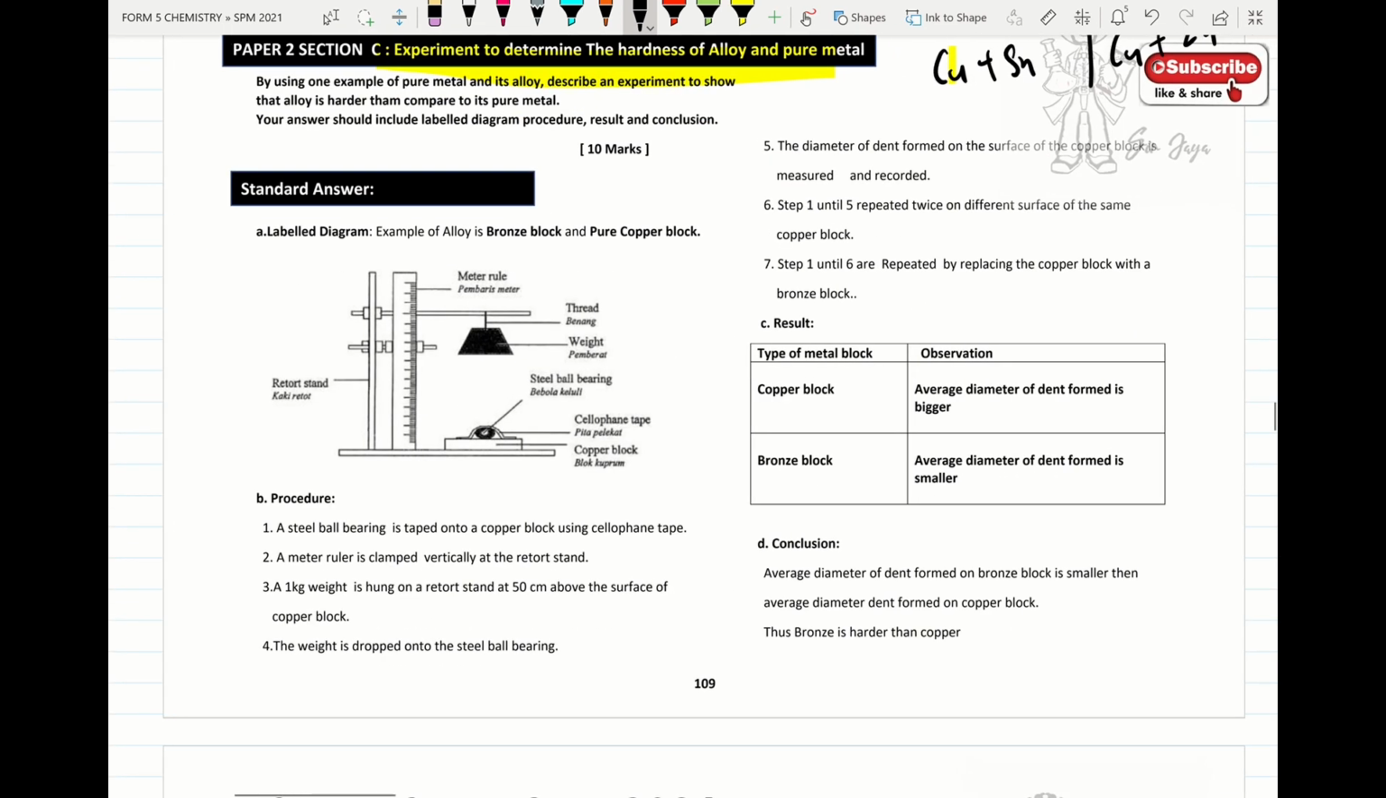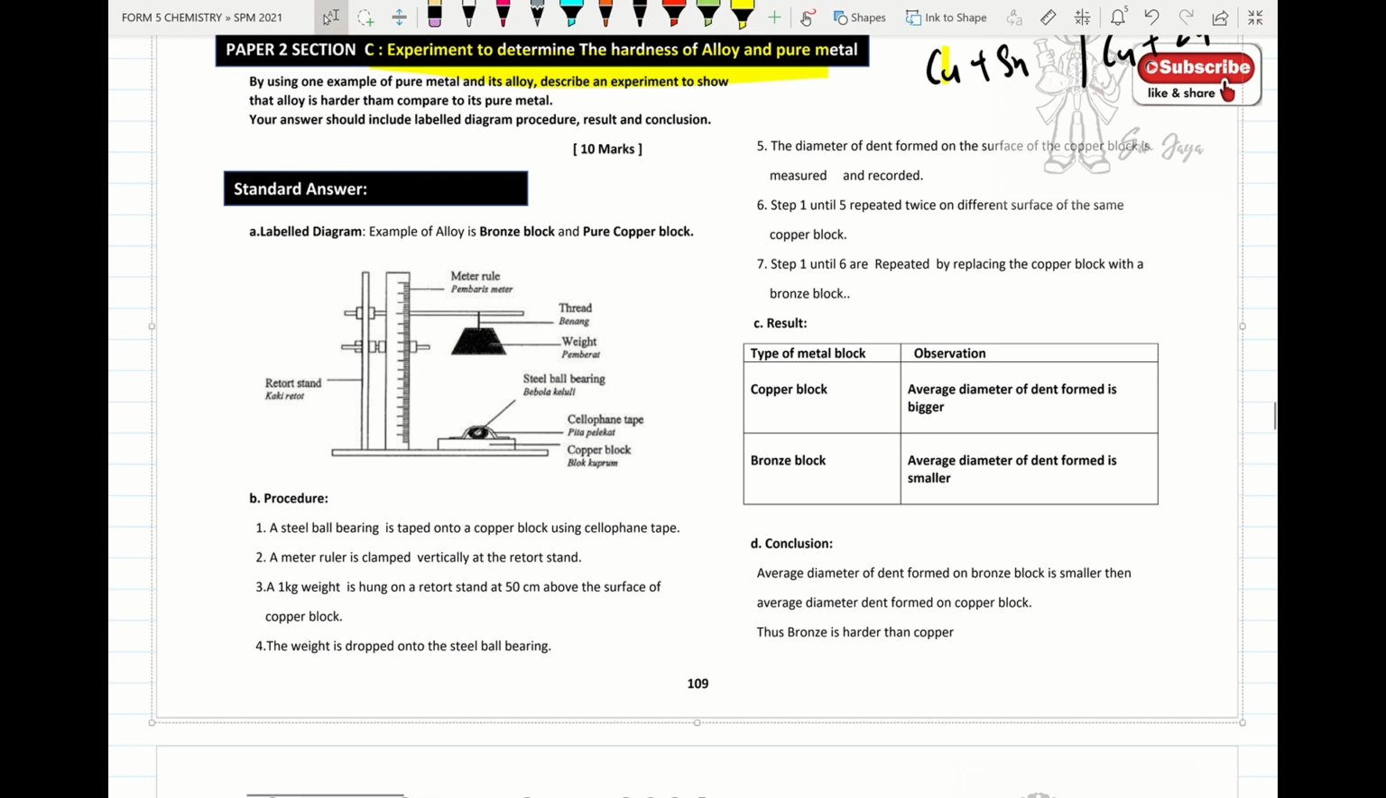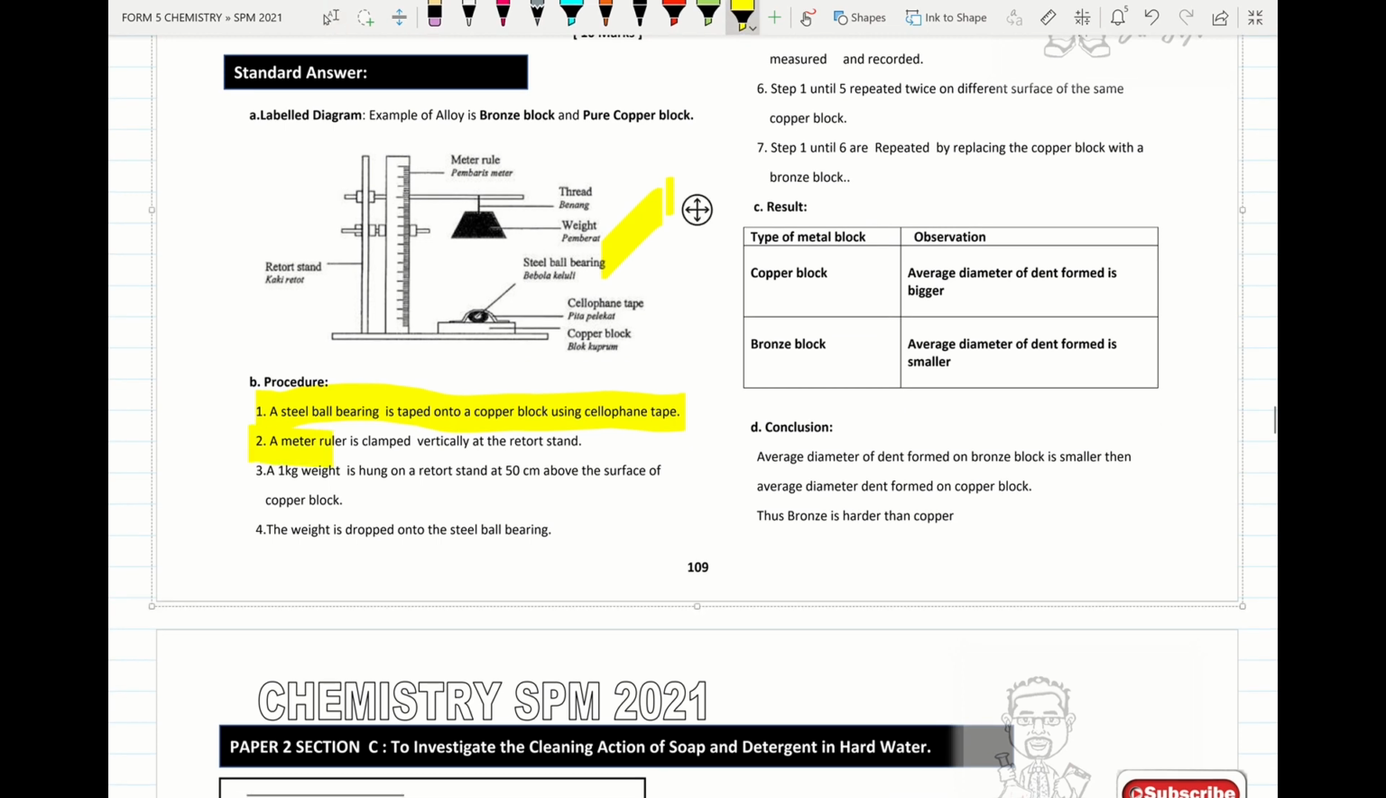Alright, so please remember, we check the question requirement. They want the labelled diagram, so we draw this diagram. And the procedure: a steel ball bearing is taped onto the copper block. A meter ruler is clamped vertically, so we clamp vertically like this.